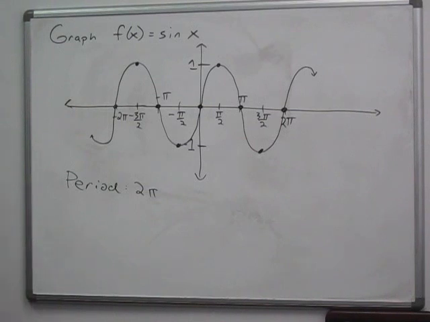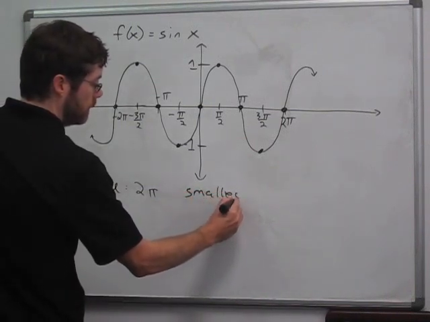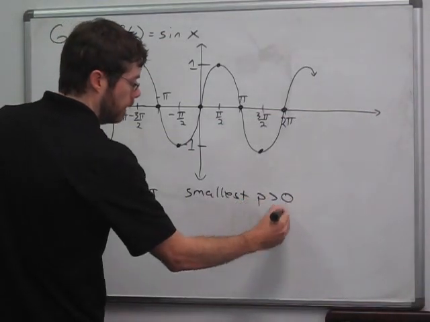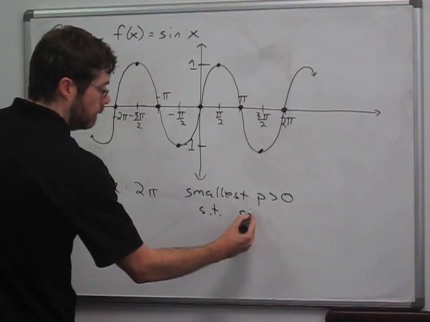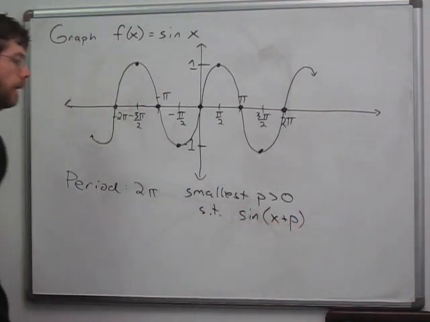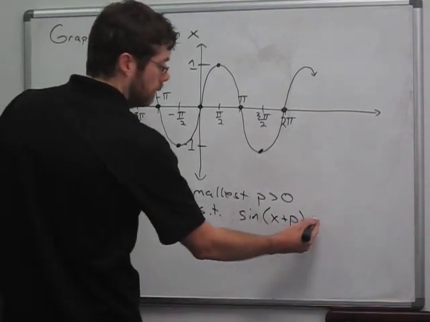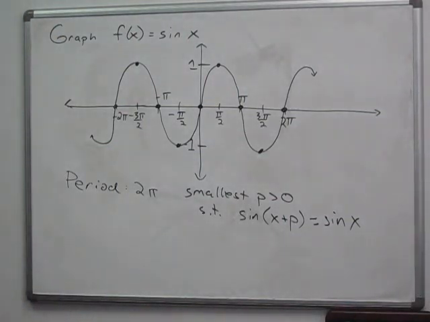And kind of the technical definition, this is the smallest number greater than 0, such that the sine of any x plus that distance is the same as the sine of x. Right? And that's something that we'll use in future problems. Okay. So the period is 2 pi.